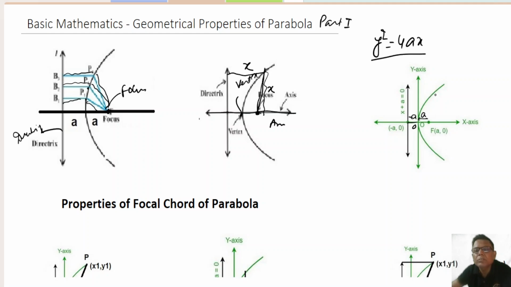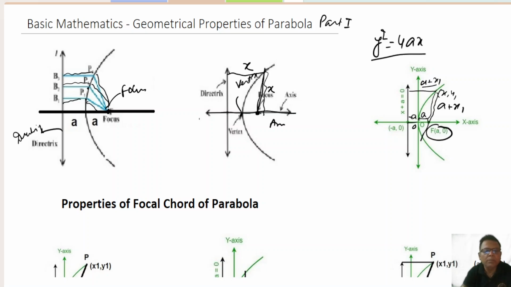Suppose one point is there, that is x1, y1. So what will be this distance? This distance will be a plus x1, and this distance also the same, a plus x1. And the focus coordinate will be (a, 0), because the length from here to here is a.